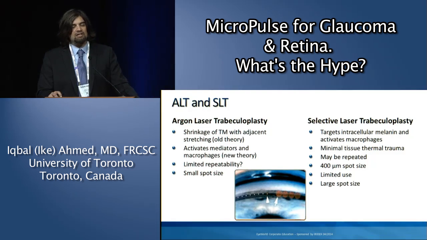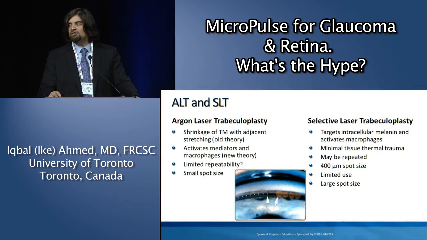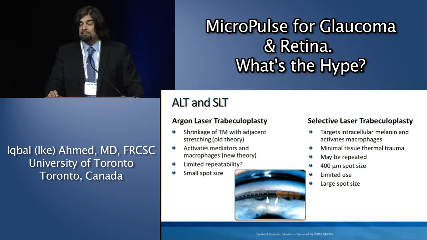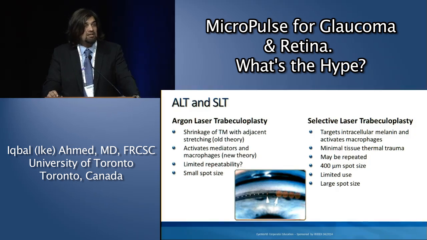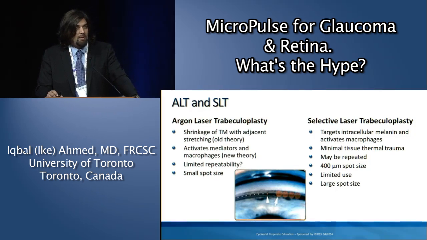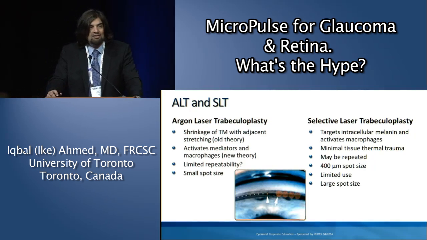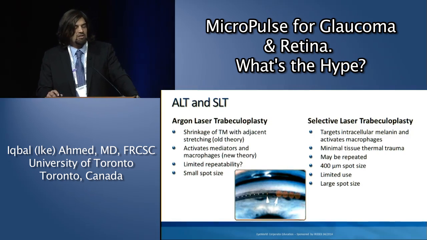If you look at the histopath, which I don't have up here, on ALT, you'll see cratering, you'll see herniation of inner wall against the outer wall, you'll see basically a lot of damage that occurs in the meshwork. And unfortunately, that limits its repeatability, and in my opinion, even worse, it limits the ability to perform future MIGS surgery, which I think if you were looking to the future, we want to retain the structural anatomy of the meshwork and the canal. It'll be vital for future therapies.